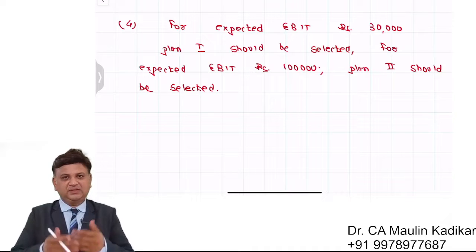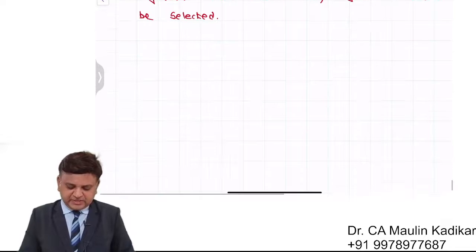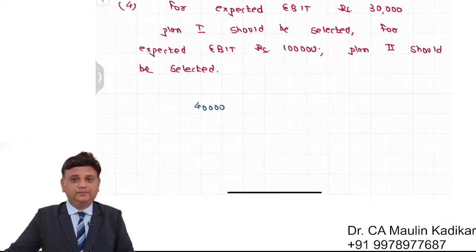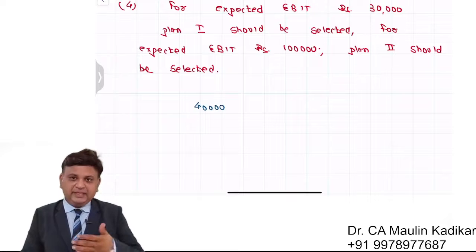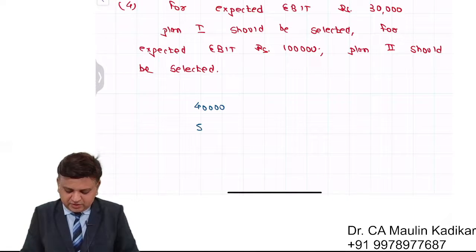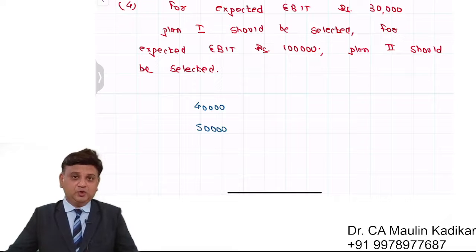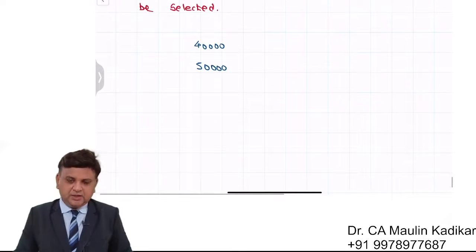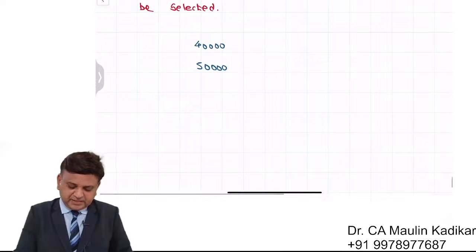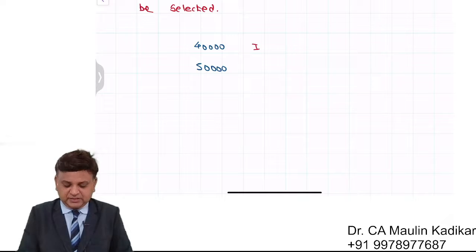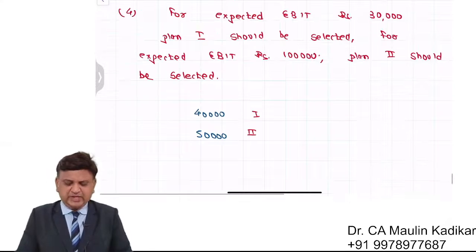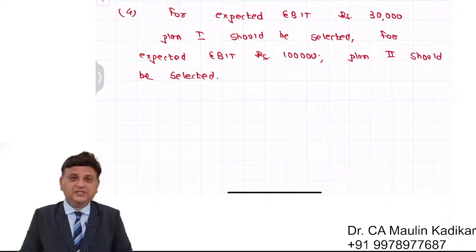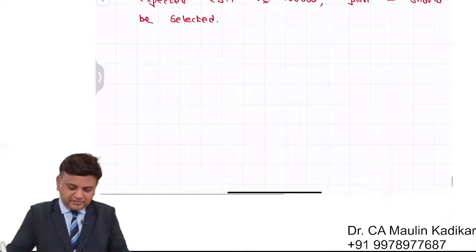Now my question to all of you is this. Suppose expected EBIT is 40,000. Which financial plan is better, one or two? My next question: if expected EBIT is 50,000, which financial plan is better, one or two? So friends, we can answer these questions quickly. Let's say for 40,000 we can select the first, and for 50,000 we can select the second one. How can we answer so quickly? We can answer very quickly because we have computed the financial indifference point.